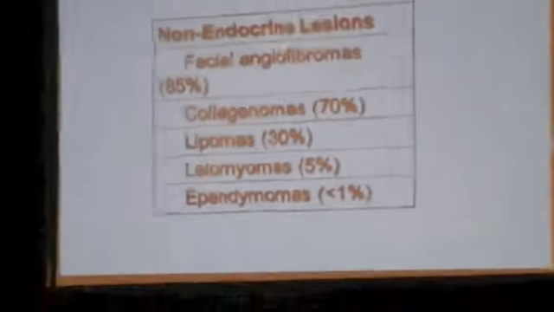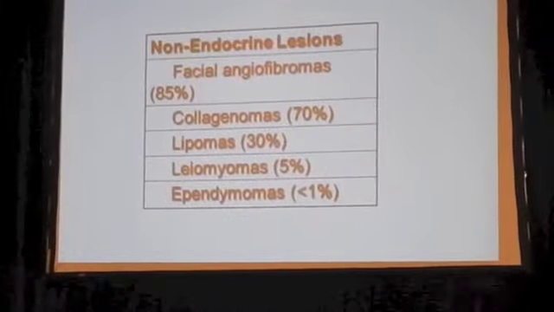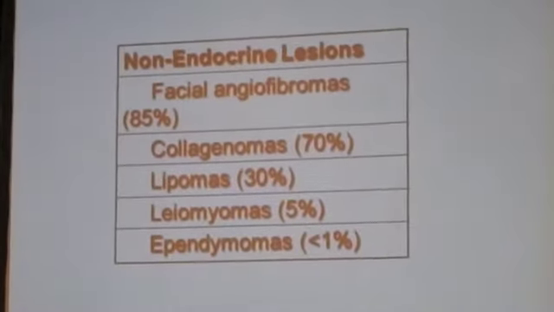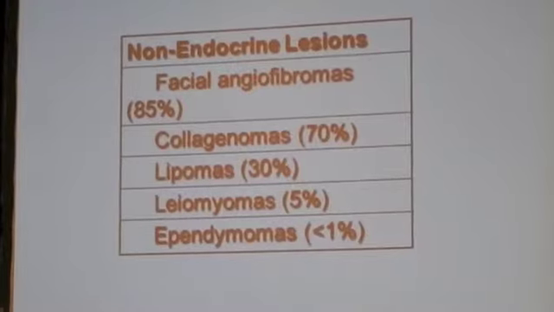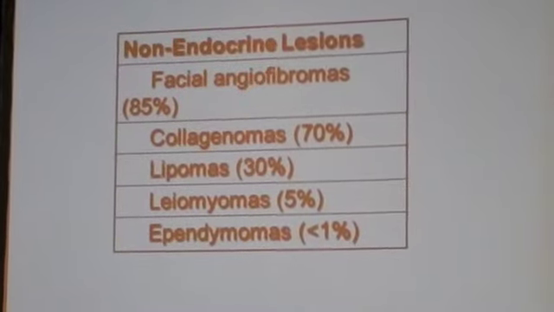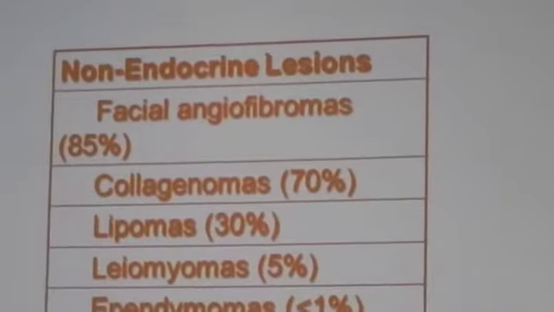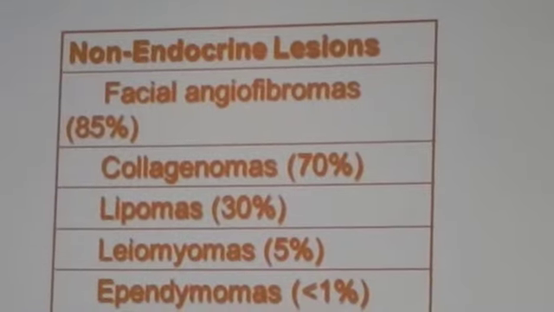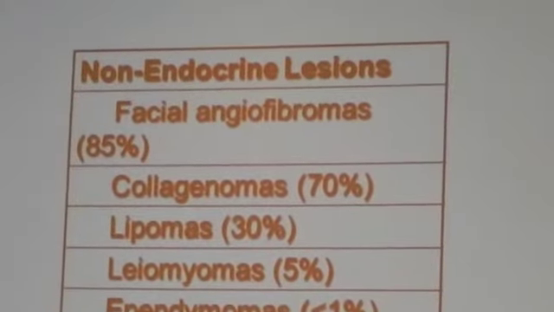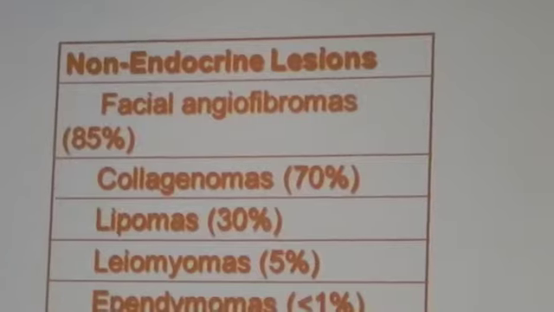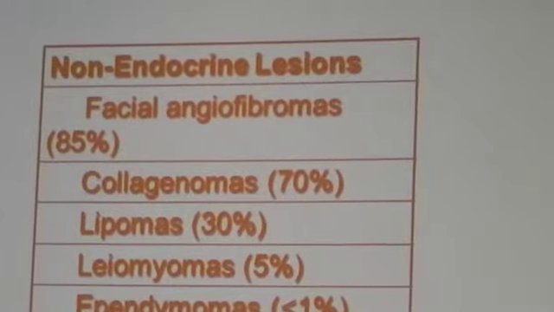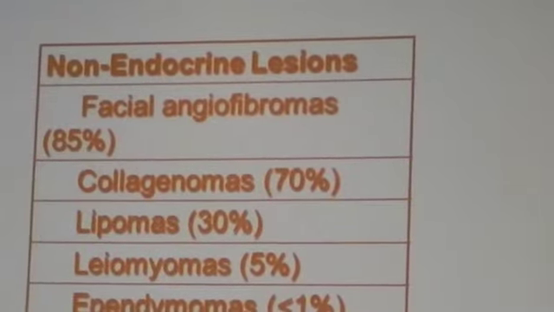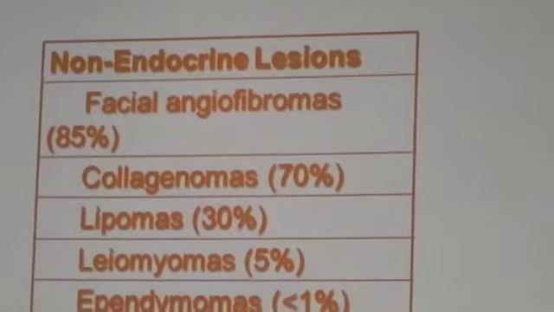And then there are lesions that are not part of the typical endocrine system: angiomas of the face, lipomas, leiomyomas. Leiomyomas were uncovered when the MEN1 gene was cloned, and the individuals at the NIH started looking at this very closely and discovered that there were leiomyomas, especially in the esophagus and in the stomach of some of these patients, and other rare lesions such as ependymomas.